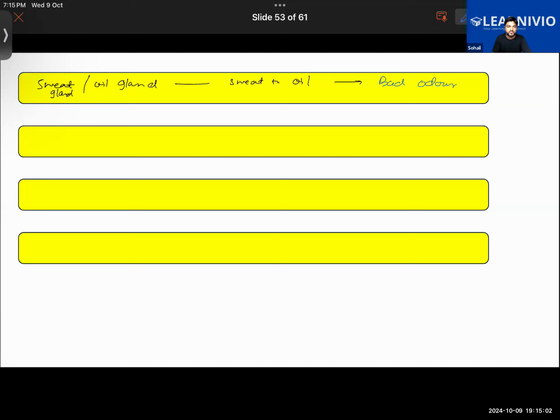Furthermore, we should maintain cleanliness of the body. In many other ways, we can maintain the cleanliness of the body, such as by wearing clean clothes. That is one important thing. Particularly in the case of females, they should take note of the menstrual cycle and prepare themselves accordingly, maintaining their hygiene accordingly. Another important thing is physical exercise.